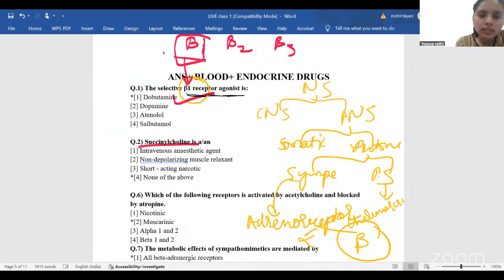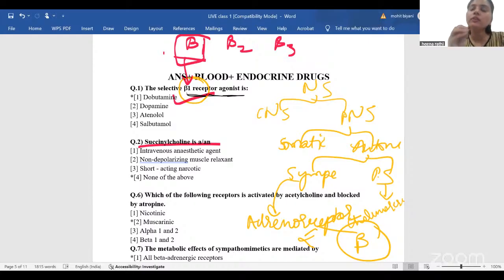Second question is succinylcholine. What is succinylcholine? Succinylcholine is a skeletal muscle relaxant, given to relax the skeletal muscles. Usually it is given during general anesthesia surgeries, when we want to relax the skeletal muscles for the endotracheal intubation which we are going to perform. We want the muscles of the trachea, all the muscles in that area, to be relaxed so that the endotracheal intubation can be done very easily.